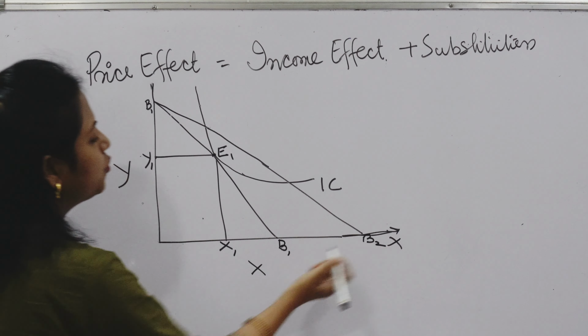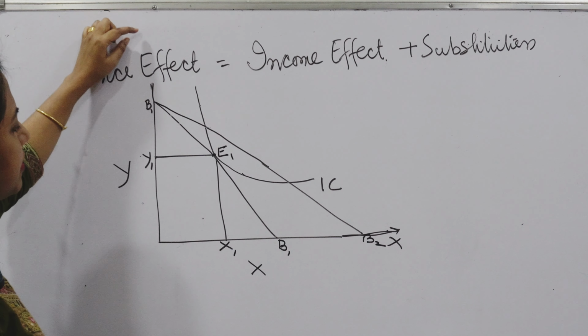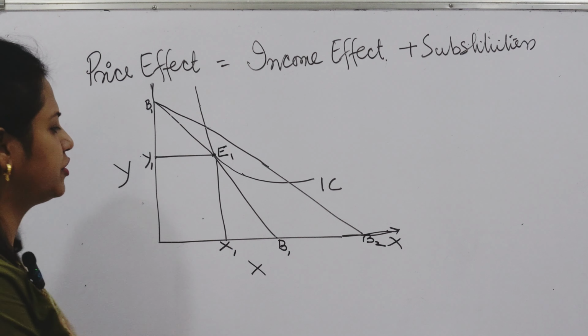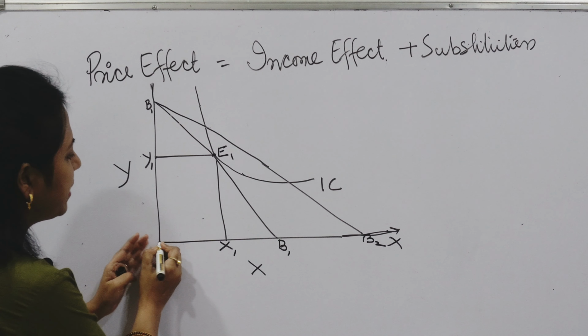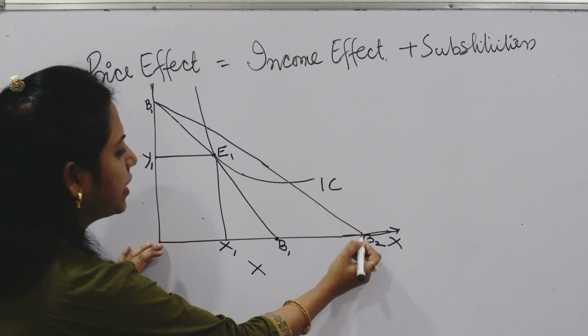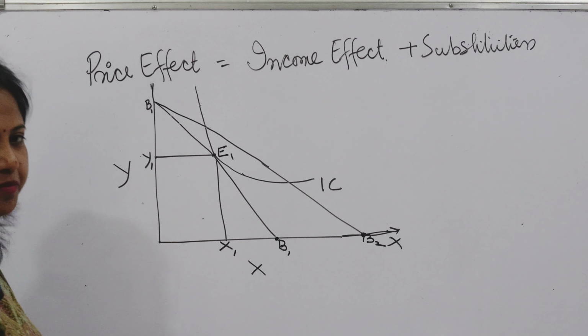So why is it not changing from this point? Why have I not lifted it upside? Because the price of Y has not changed. The price of X has changed. Therefore, earlier the maximum I could buy was this much amount of X, but now I can buy more amount of X, that is till the B2 point I can buy.